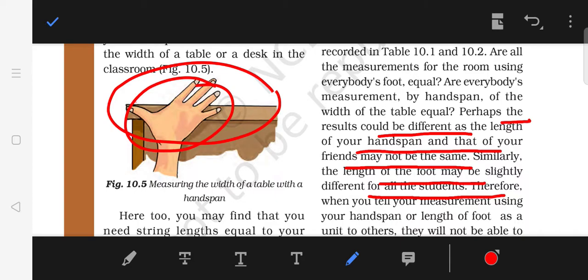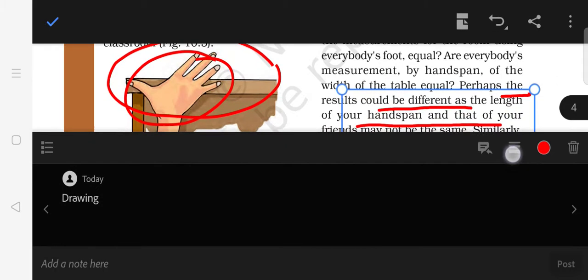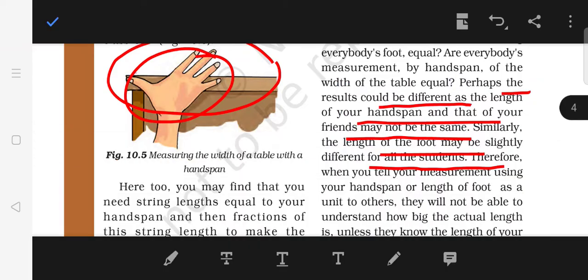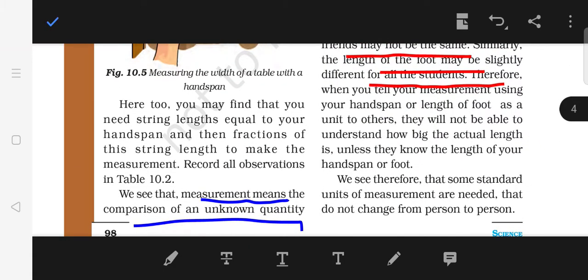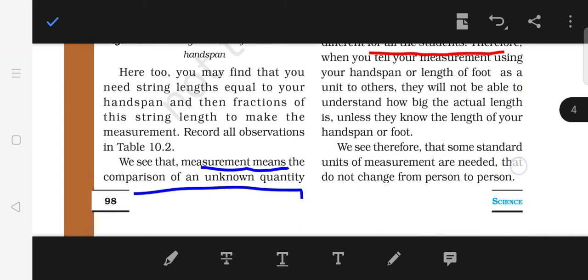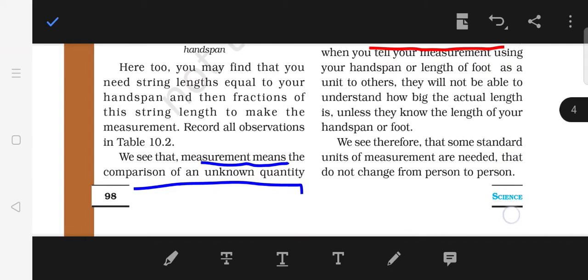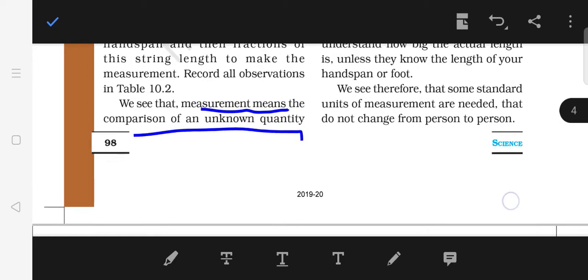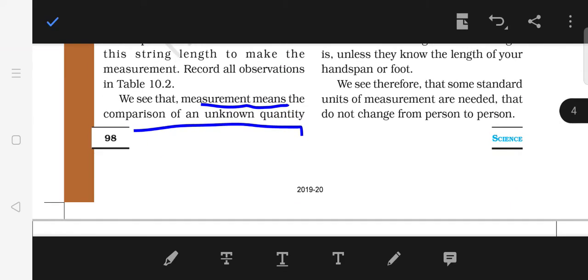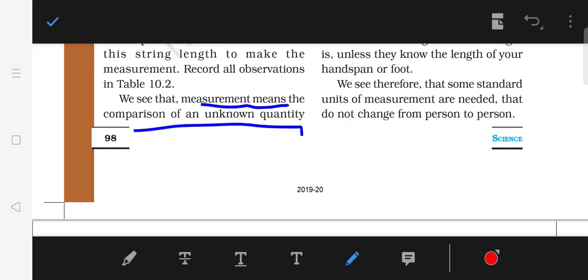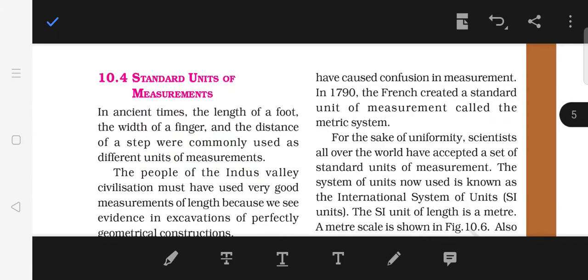Therefore, when you tell your measurement using your hand span or length of the foot, they will not be able to understand how big the actual length is, unless they know the length of your hand span. So we see now we have some standard units of measurement that do not change from one person to another. Children, to underline all these things, you also need to remember this. So those standard units of measurement, let us learn about them now.